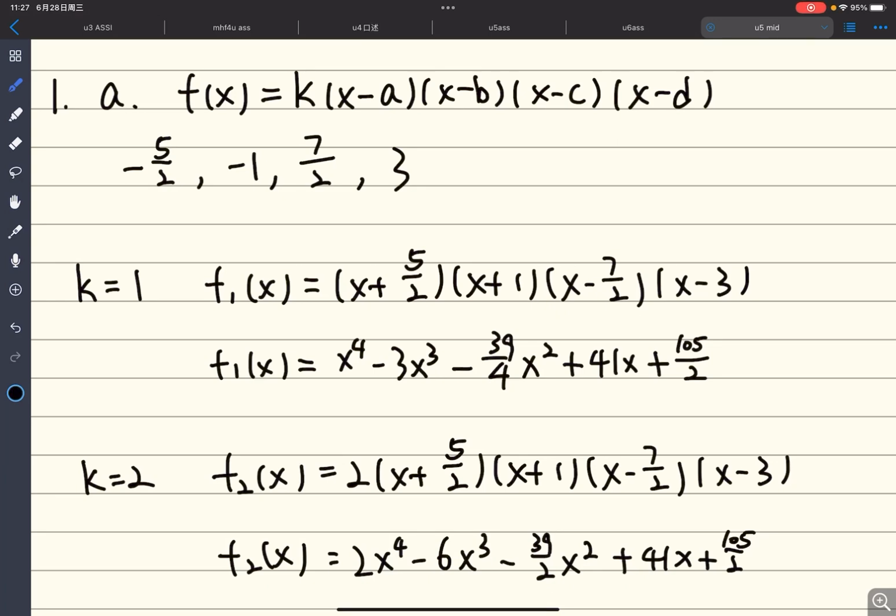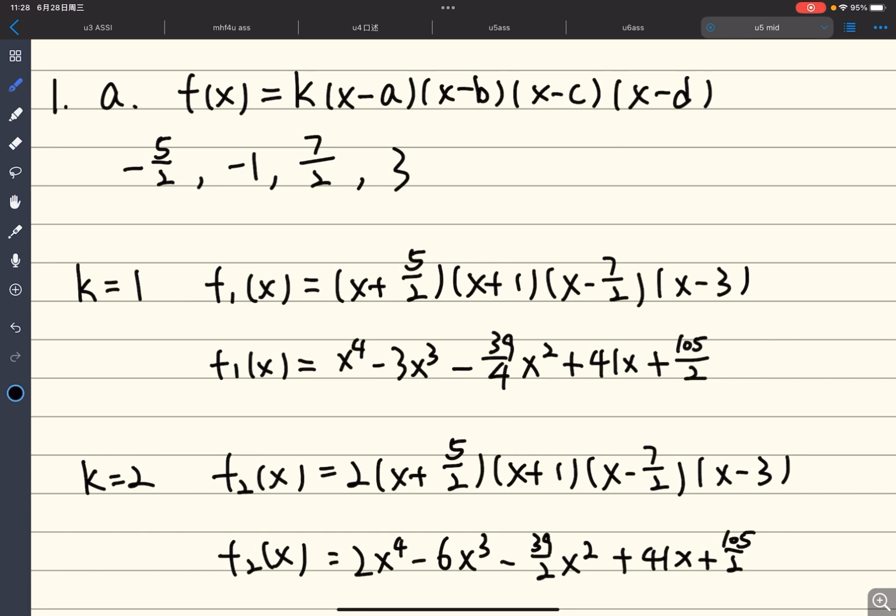Let's talk about question 1. The question is: determine an equation for the family of quartic functions with zeros -5/2, -1, 7/2 and 3. Let's talk about part A.